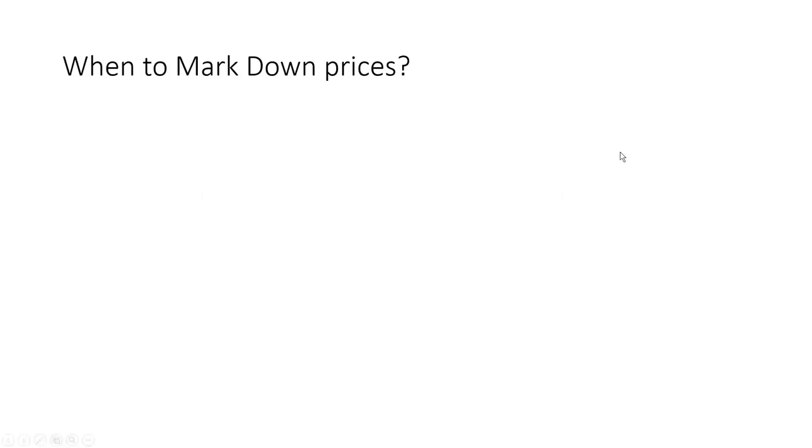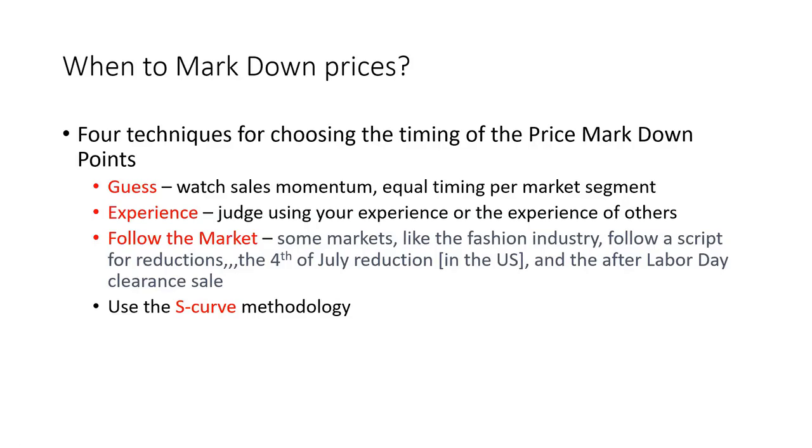So the first question is when do we decide to mark down the prices? Well, there are 4 general techniques that you can use for choosing the timing of the markdown pricing points. Technique number 1 is just the guess. We can maybe watch sales momentum, and when it looks like one segment's sales are kind of petering out, we can move to the next segment. Another thing we can do is just have equal timing in each market segment. Say 2 months for the early adopters, 2 months for the value-driven segment, and then 2 months for the price-driven segment.